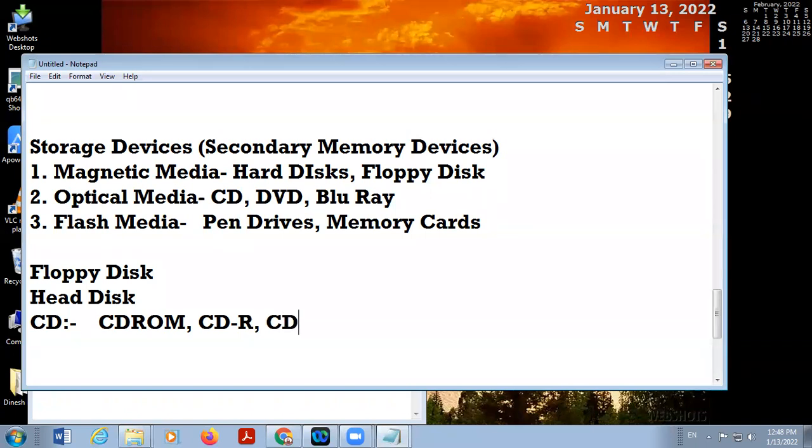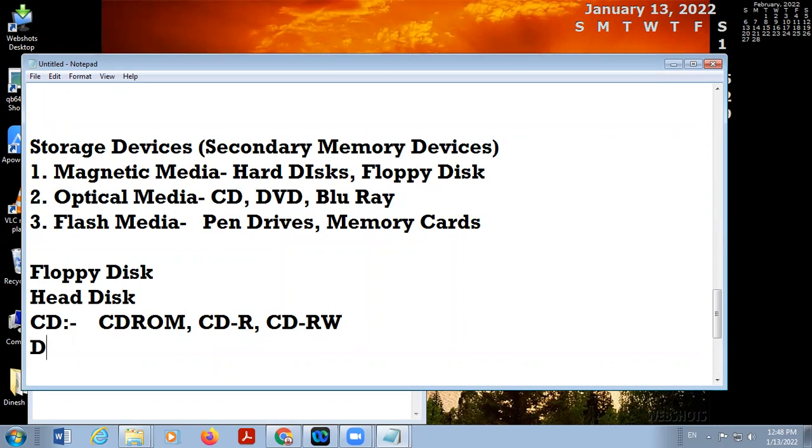And the last one is CD-RW, which stands for CD rewritable. It means multiple times we can add data and delete data. But in the case of CD-R, we can write the data, but we can't delete it. So these are the different types of CDs.